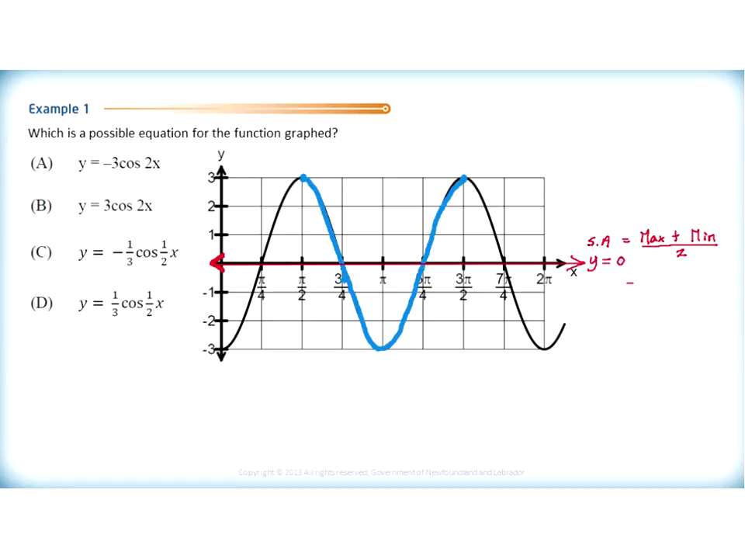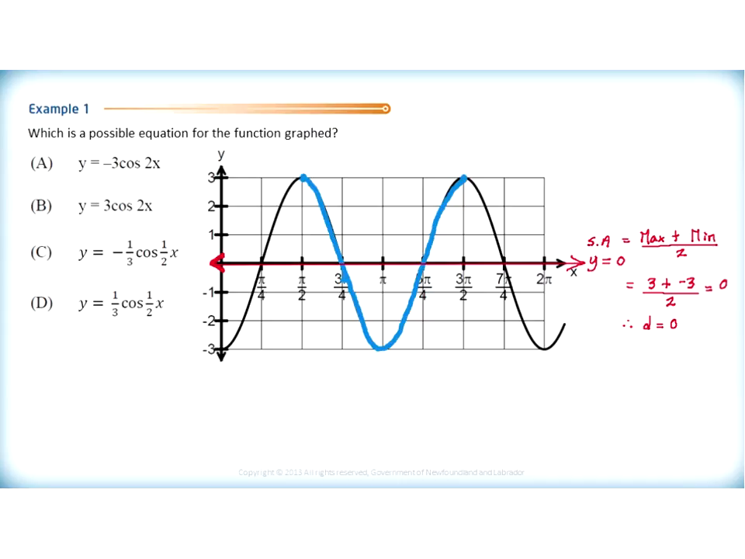So a maximum value of this function occurs when y is equal to 3, and a minimum value occurs when y is equal to a negative 3. 3 plus a negative 3, all divided by 2, is equal to 0. The equation of the sinusoidal axis tells us that the parameter d is equal to 0. In other words, there has been no vertical displacement of this new graph.